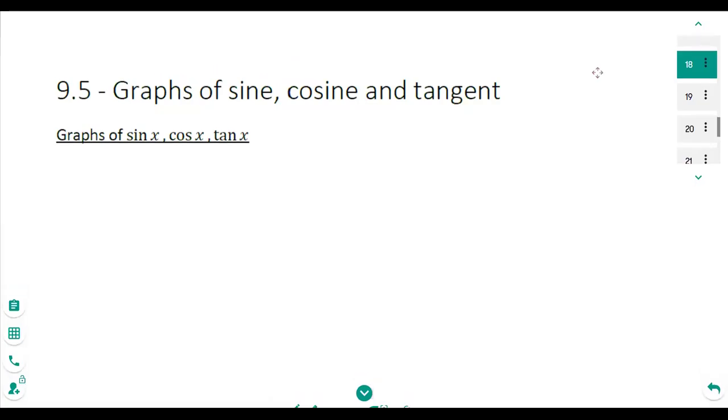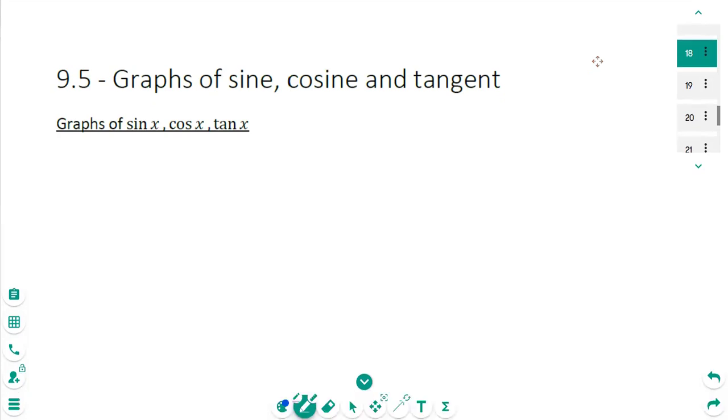Welcome to Pure One, Chapter 9.5, where we look at the graph of sine, cosine and tangent. You have done this in GCSE, but where you'll be looking at the positive degrees in A level, you are going to look into negative degrees as well. So without further ado, let's go.